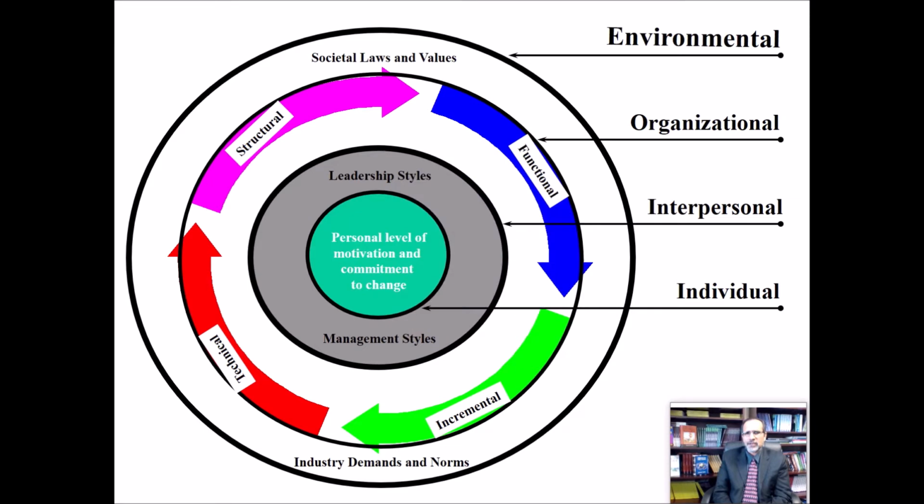So change can happen at the individual level, at the interpersonal level, at the organizational level, as well as the environmental level. As you can see in this model, where individual, interpersonal, organizational, environmental changes are all being impacted by many different elements. So including the industry demands and norms, management styles, leadership styles, societal laws and values to bring about structural or functional, interpersonal, and technical changes in the work environment.